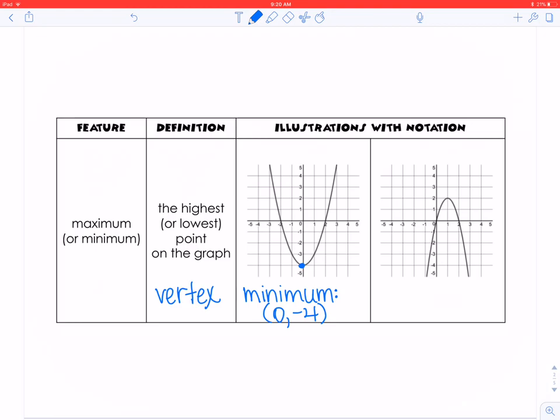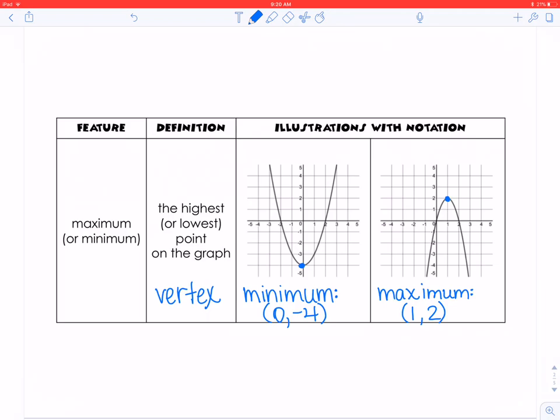Okay, look at your last graph. Spying our vertex right up here, tip top, at 1, 2. And so that is the very highest point, so we call that a maximum. And that maximum is located at the point 1, 2. Okay, so vertex is something we're very familiar with from our work already. We are just defining it a little more specifically with this key feature as a max or a min.